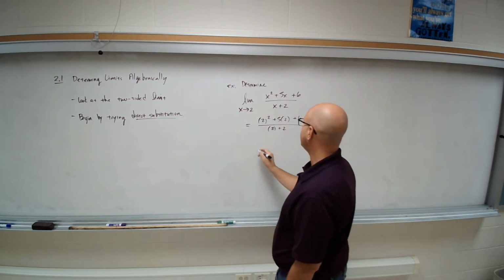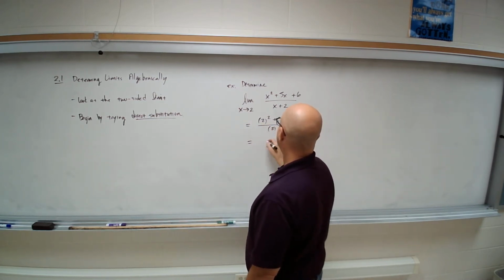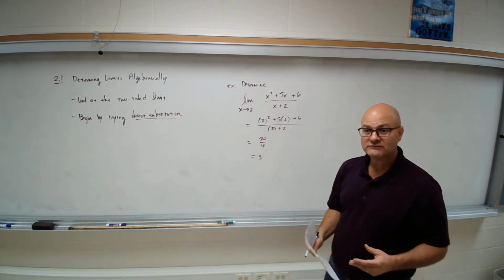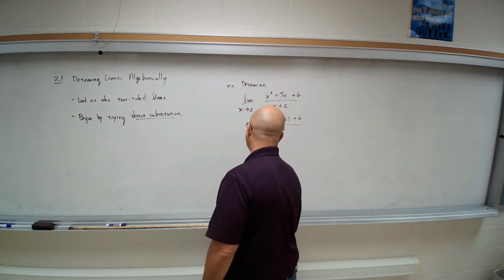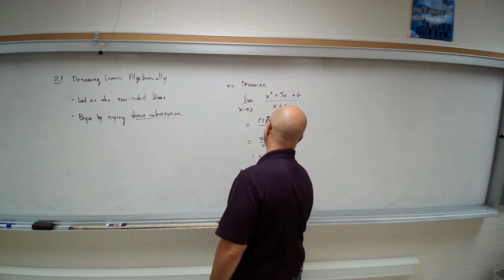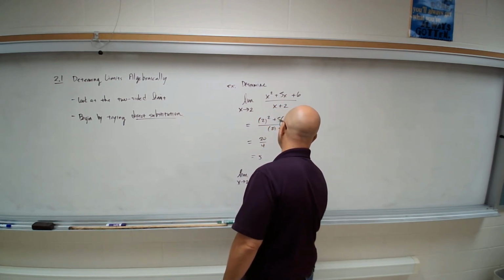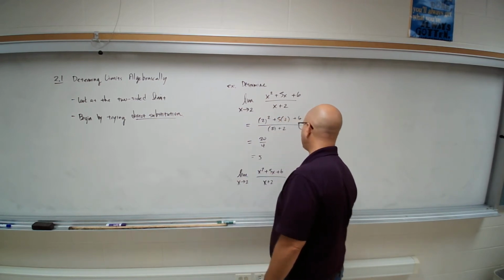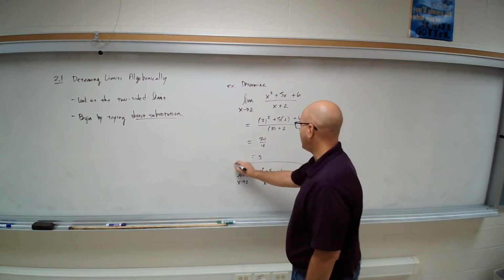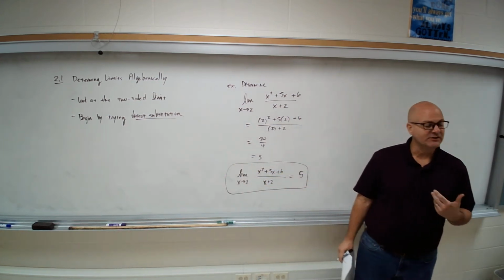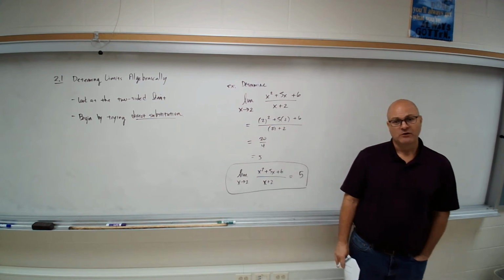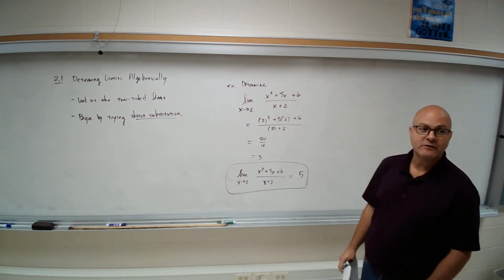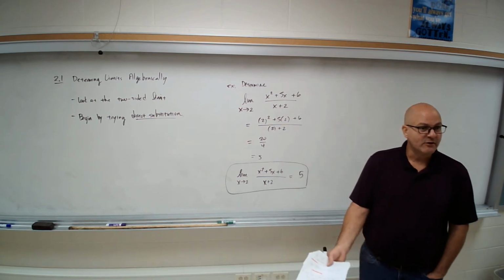As we evaluate this, we get 20 over 4, and that gives us 5. So we just determined that the limit as x approaches 2 of x squared plus 5x plus 6 over x plus 2 is equal to 5. So that's direct substitution. That's always the first thing we're going to look for. If you had 0 divided by 4, the limit would be 0 because we can divide by that.